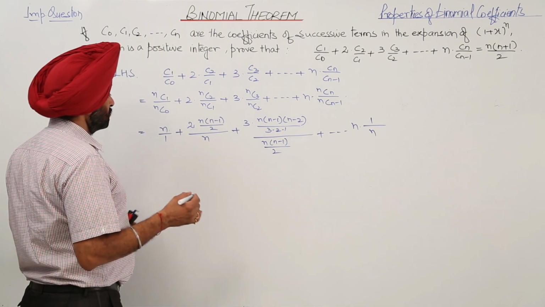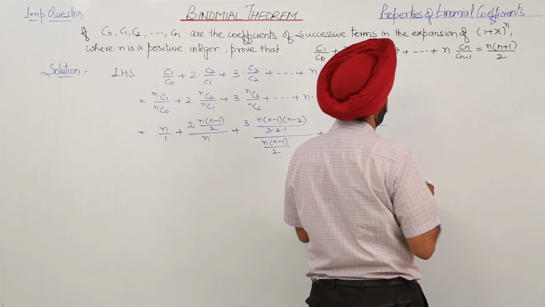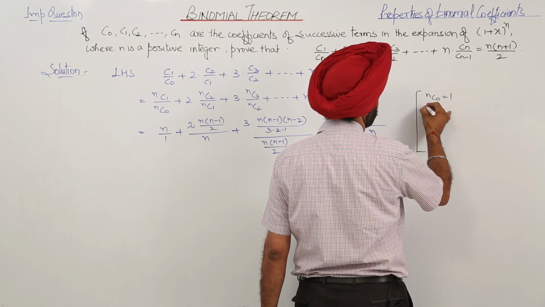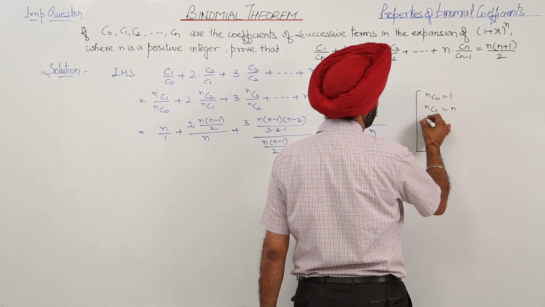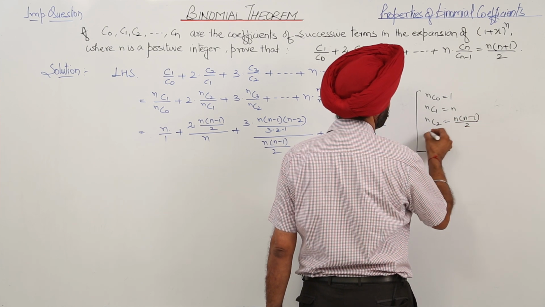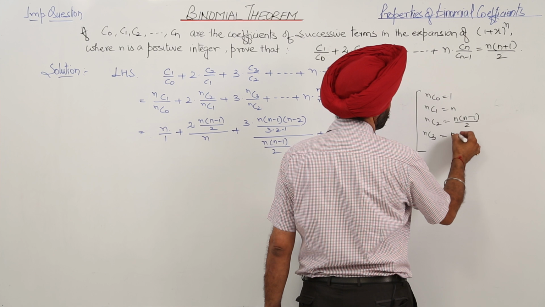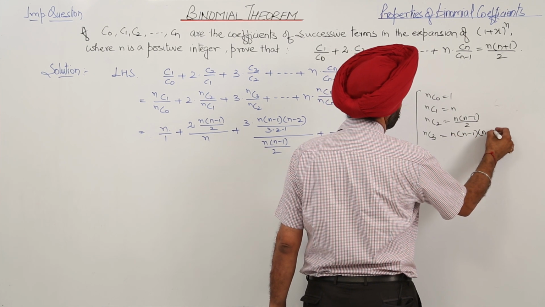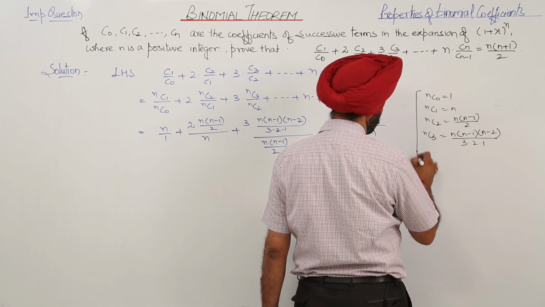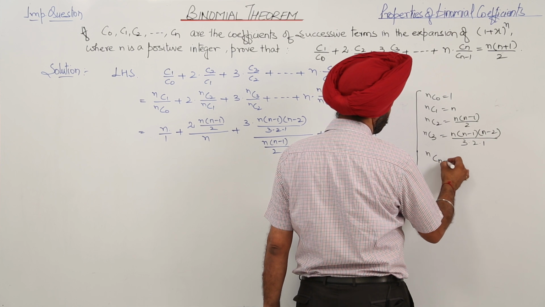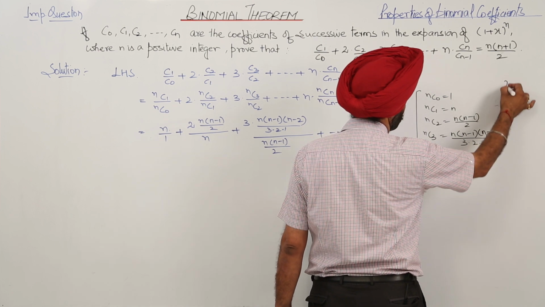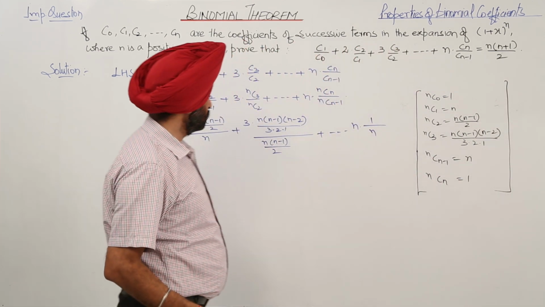This is what? n. nC0 is 1, nC1 is n, nC2 is n(n minus 1) upon 2 factorial, nC3 is n(n minus 1)(n minus 2) upon 3 factorial, nC(n minus 1) is n, and nCn is equal to 1. These are the things which we are using here.